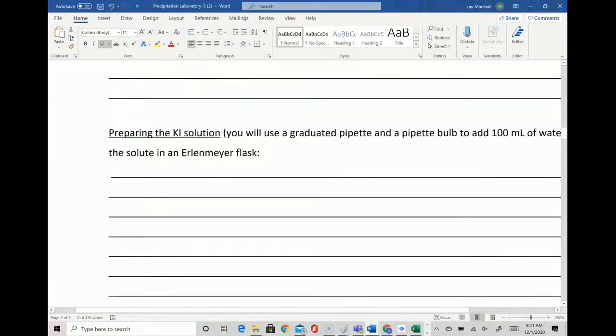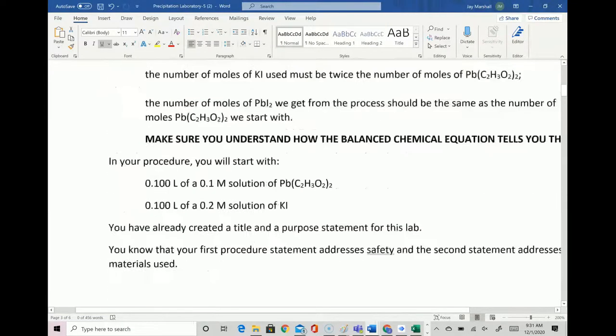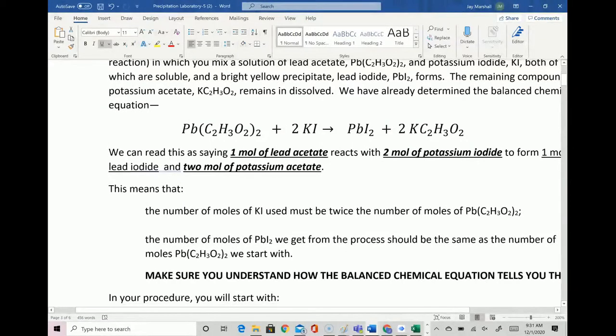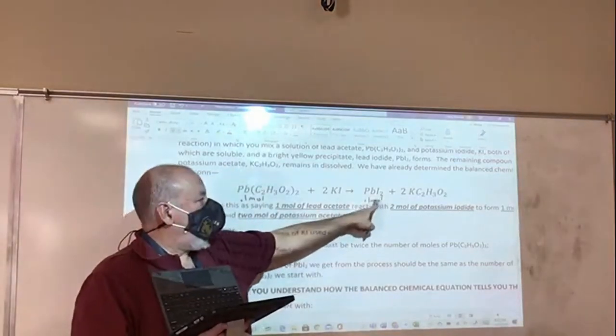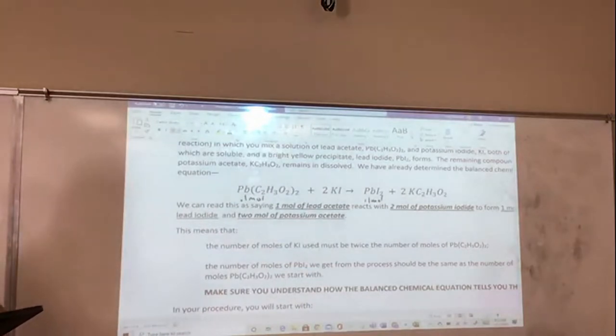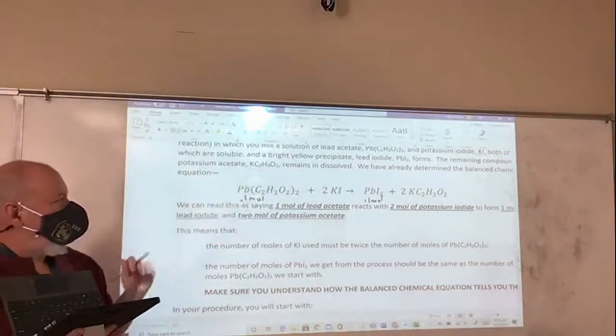If I go back up to my balanced chemical equation, this is everything for us. If I start with one mole of this, I'm supposed to get one mole of this because that's what the balanced chemical equation says. There's a one there. It's an invisible one, and there's an invisible one there. My balanced chemical equation tells me how many moles I'm supposed to get. But if I start with 0.1 moles of this, then I should get 0.1 moles of this. How many moles of lead acetate did we actually start with?